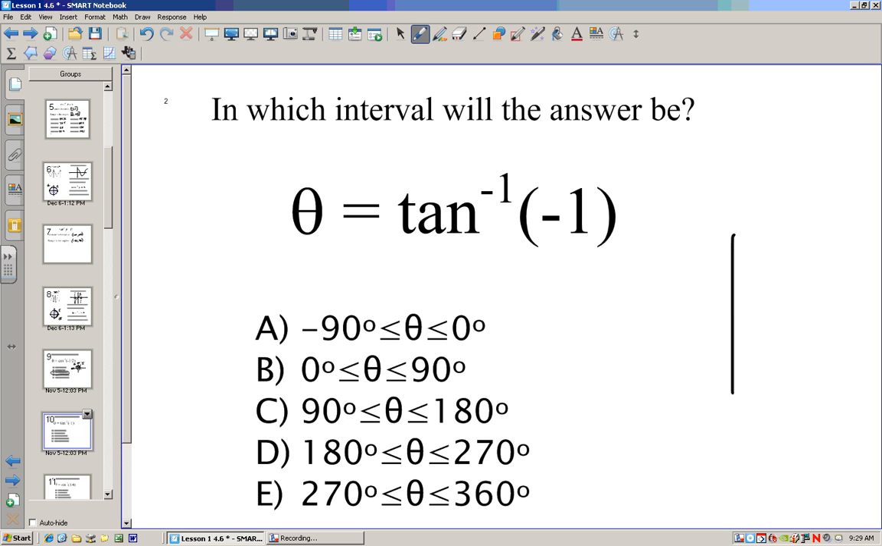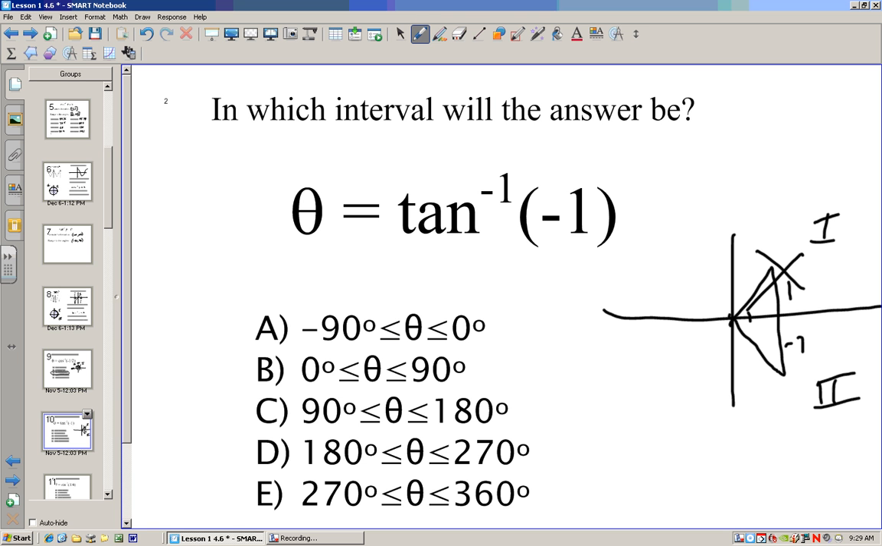Inverse tangent of -1. Inverse tangent we decided was in quadrants 1 and 4. So if I draw my two reference triangles, opposite over adjacent has to be -1 over 1. In quadrant 1, it will just be positive. So this is between -90 and 0.